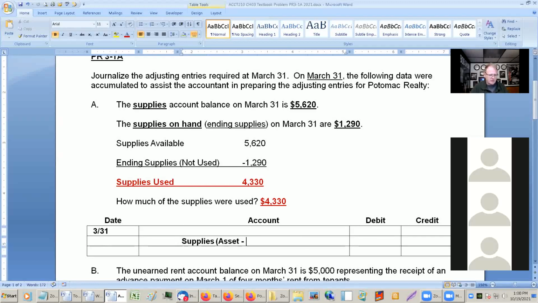So going down, supplies used for 4,330. And on the other side, if you have an expense or revenue, we just went over this one. And it was a supplies expense.